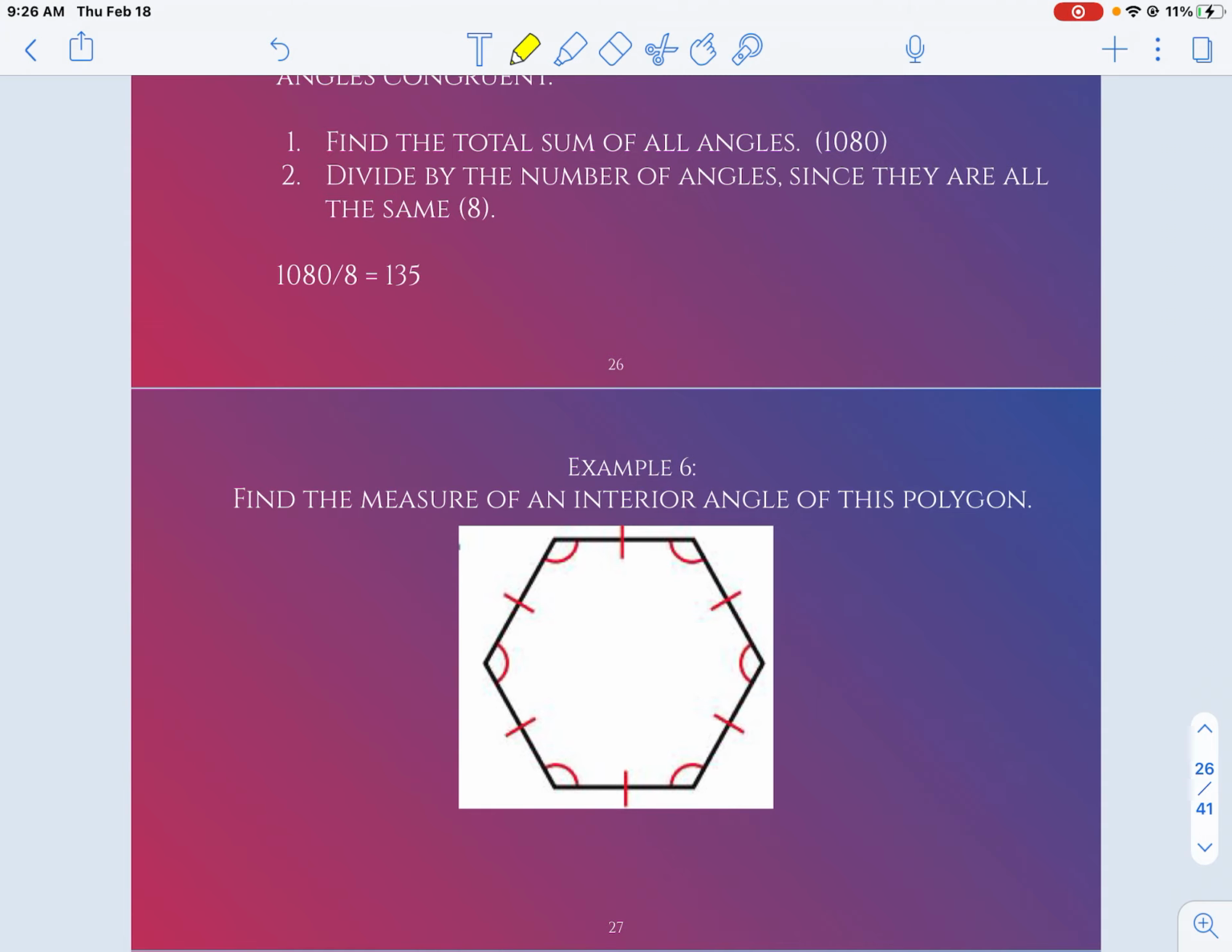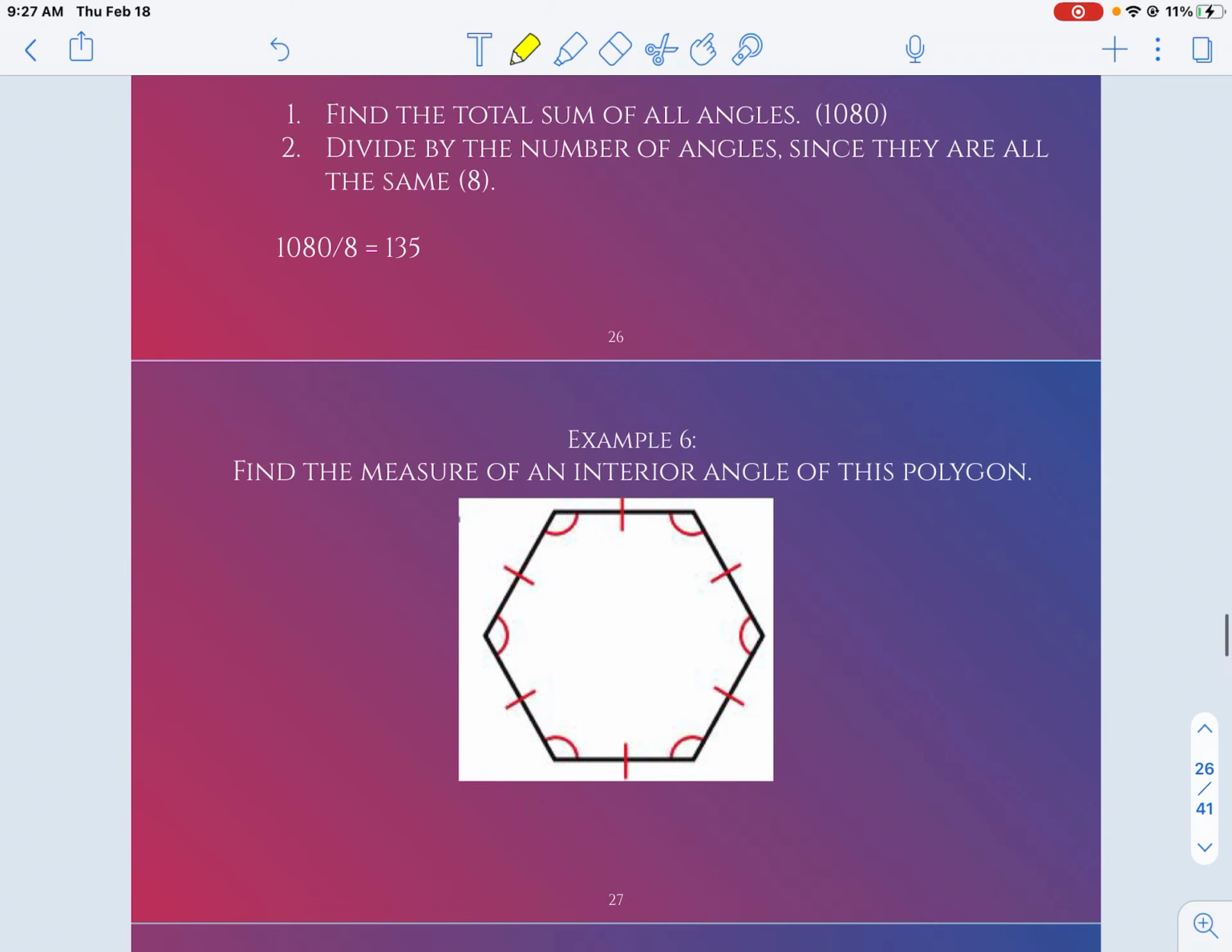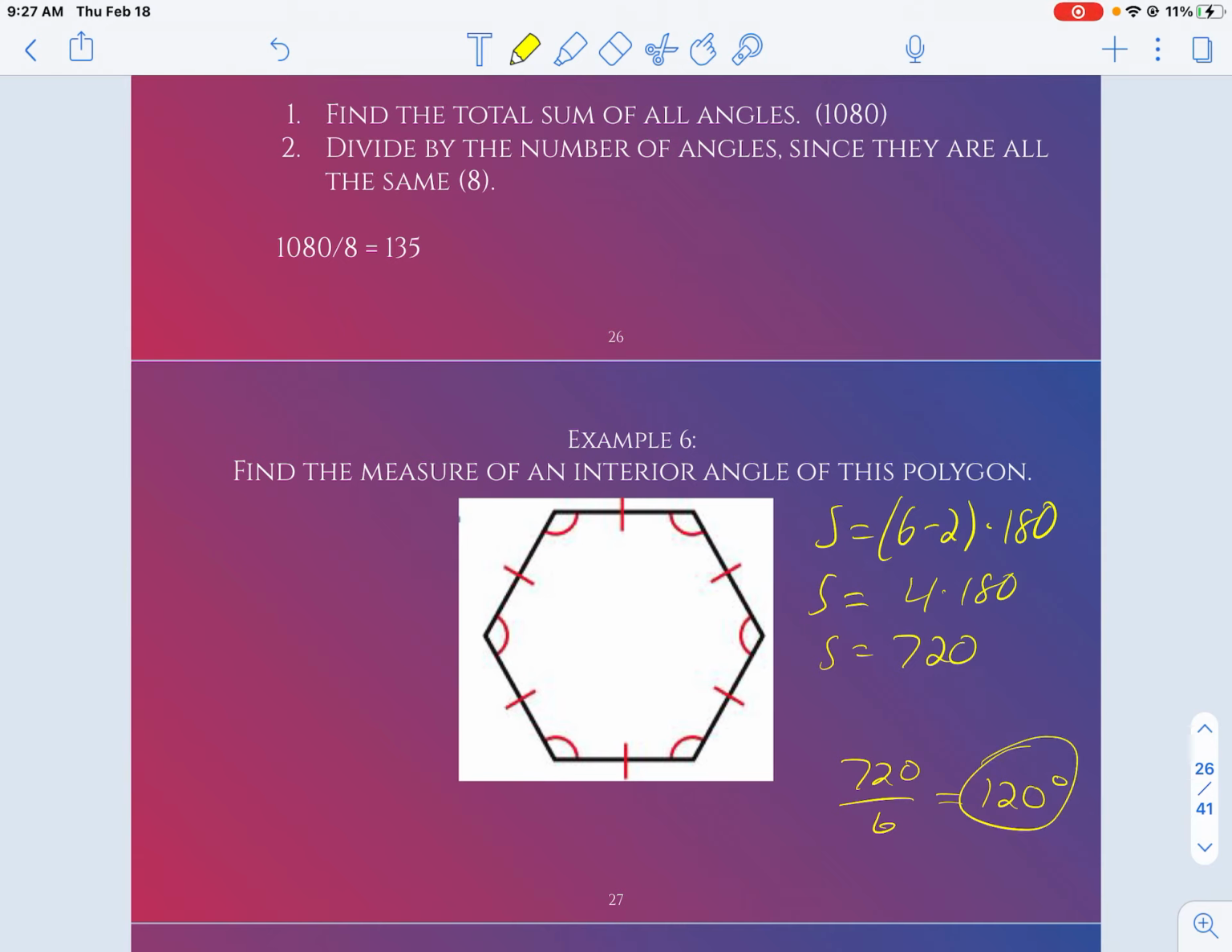So again, you can do these with pictures also. Find the measure of an interior angle of this polygon. If we look at this polygon, we know that it's regular. All the angles are the same. So there are 6 angles and they're all the same. So we have to figure out the measure of one of them. We do the same thing we just did above. We take the sum. So the sum is 720. We divide that by the number of angles, which is 6, and we get 120 degrees apiece.